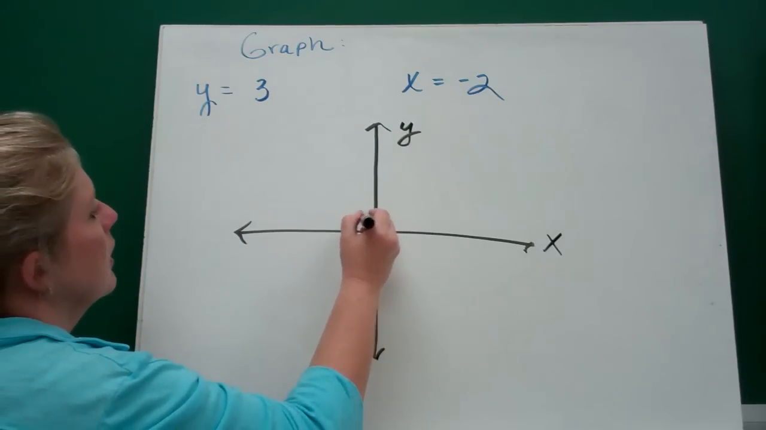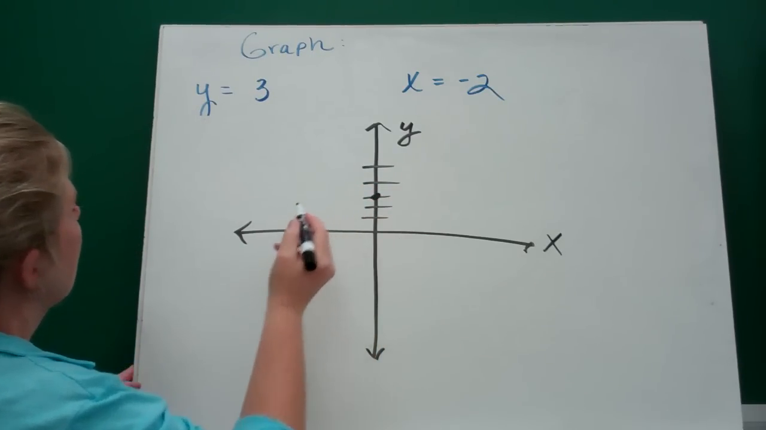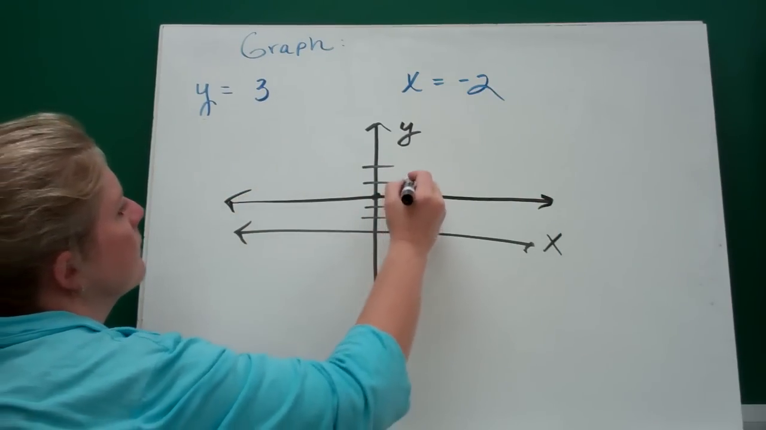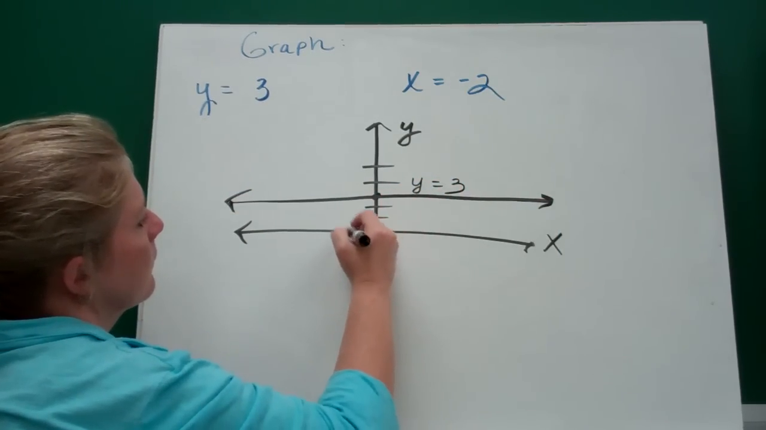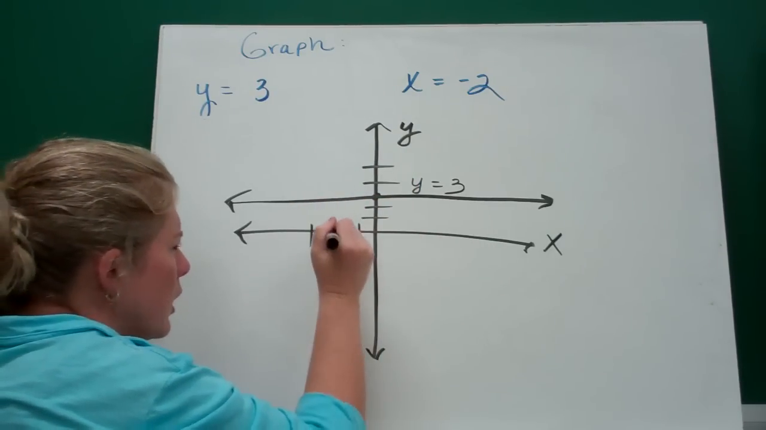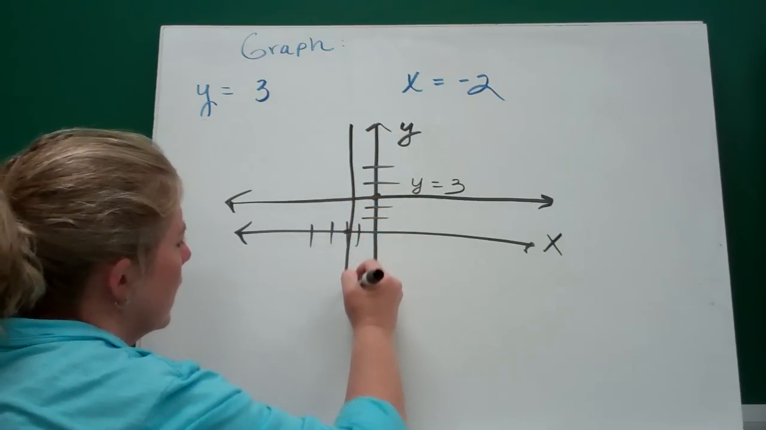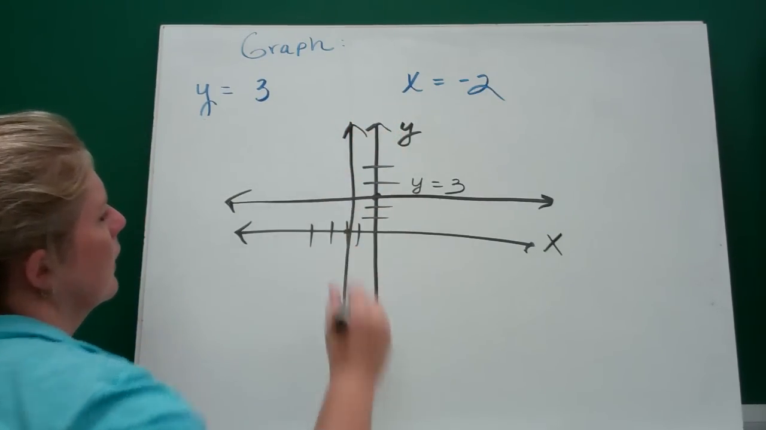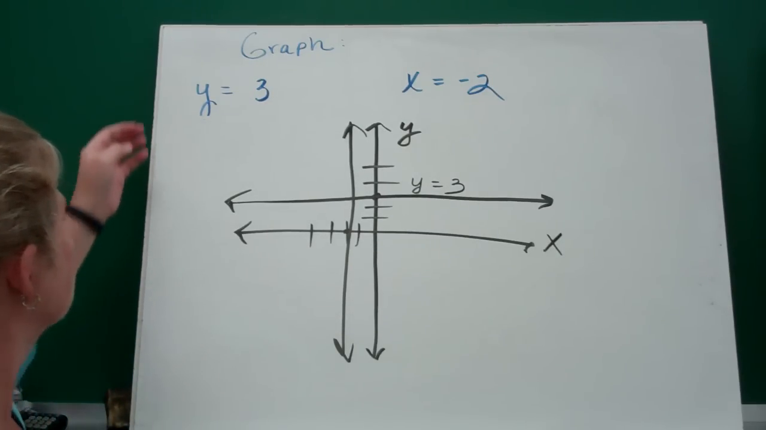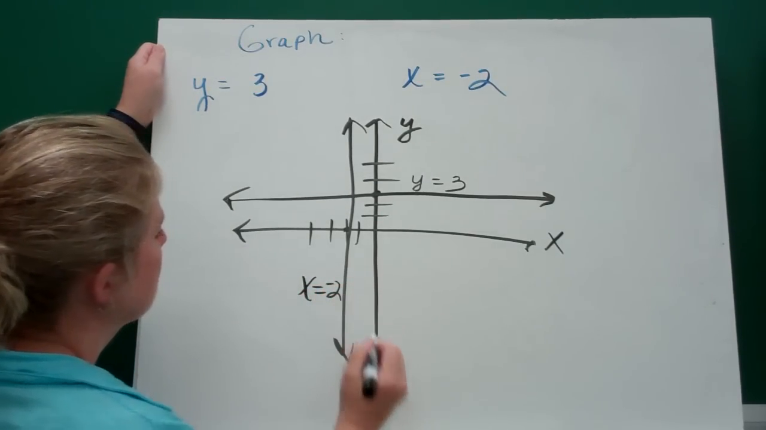I got y equals 3. I go to 3 and I put a point, and I know it's got to be horizontal, so I just draw that line. I got x equals negative 2. I go to where x is negative 2, and I know it's vertical, so I just draw it. Okay, if you're using graph paper, it's a little easier to stay on the lines. Okay, but here we go. x equals negative 2.